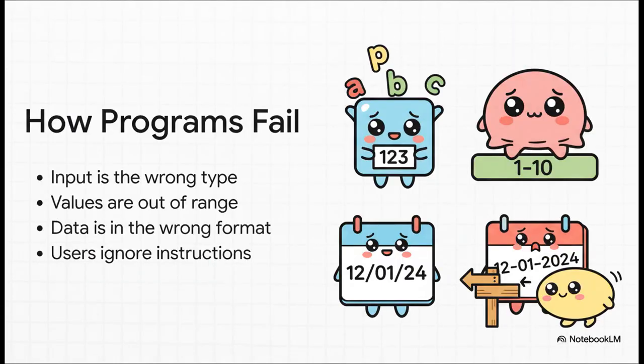So, what kind of mistakes are we talking about? Well, a program could fail if a user types in text when it's waiting for a number. Or maybe they enter a value that's way too big or too small, something outside the valid range. It could even be something as simple as using a different date format, like using hyphens instead of slashes. And of course, sometimes people just plain ignore the instructions. A robust program is designed to handle all of this.